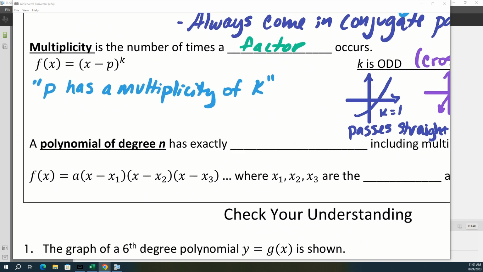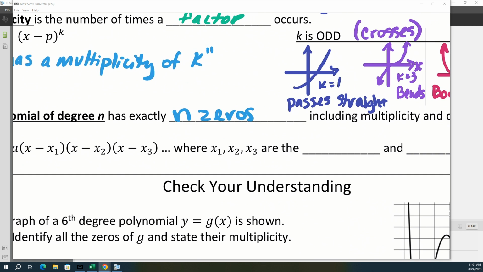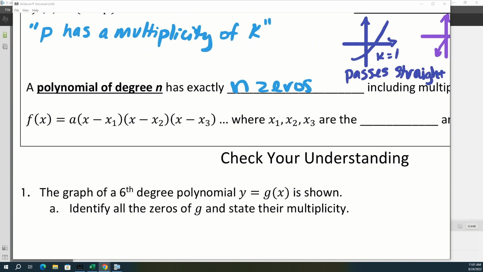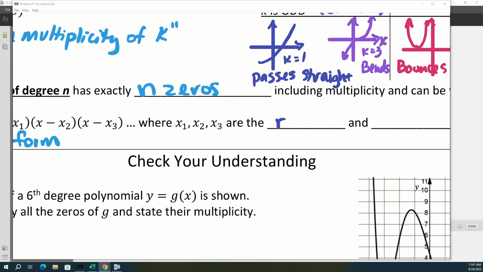All right. A couple more things. So a polynomial of degree n has exactly n zeros, and we were talking about that on the other side. That's if you're including the multiplicity. So if a 0 has a multiplicity of 3, you actually count it as 3 zeros. And it can be written in factored form or intercept form. I tend to call it factored form instead. And then those zeros are real and imaginary zeros.